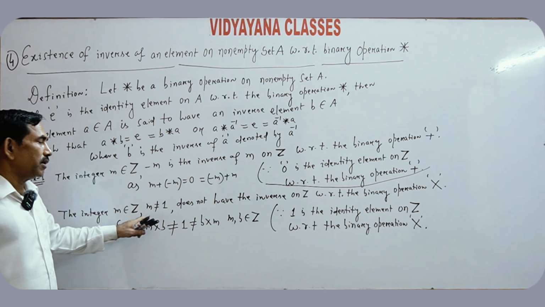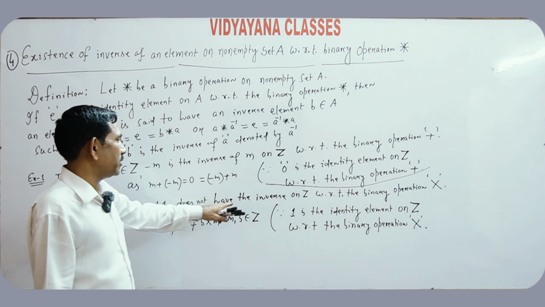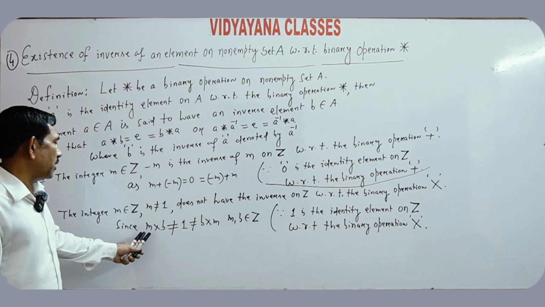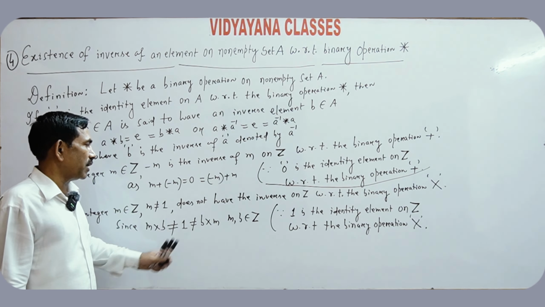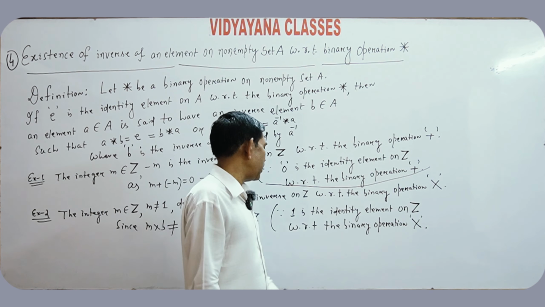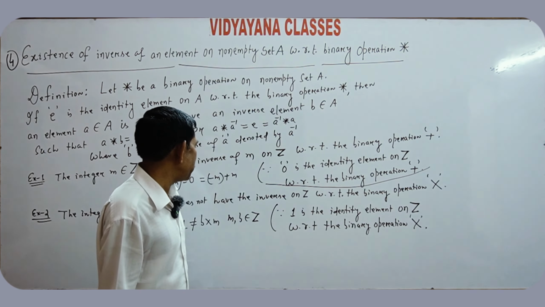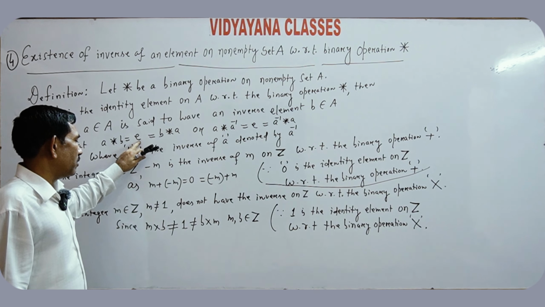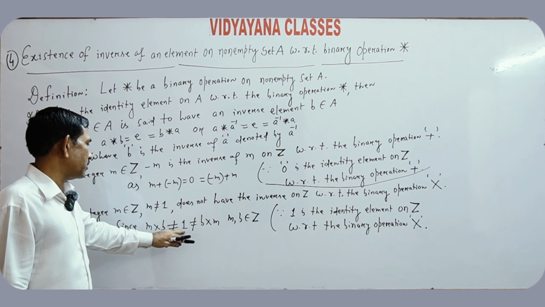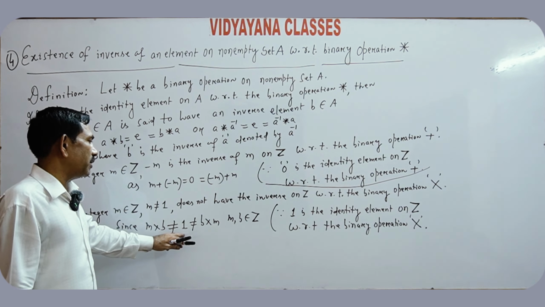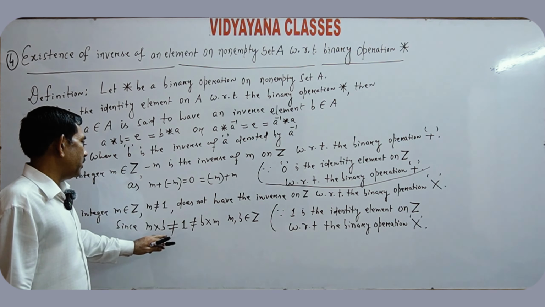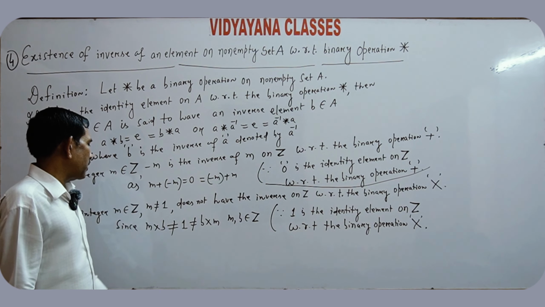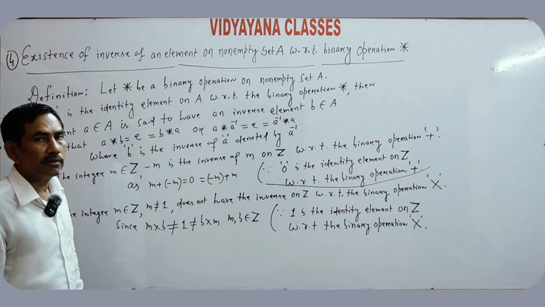m belongs to Z, but m not equal to 1 does not have the inverse on Z with respect to the binary operation multiplication. Since m into b is not equal to 1, since 1 is the identity element on Z with respect to multiplication, a star b is equal to e, e is the identity element. Under multiplication on Z, 1 is the identity element. m, b belongs to Z. The product is not equal to 1. b is not the inverse of m.